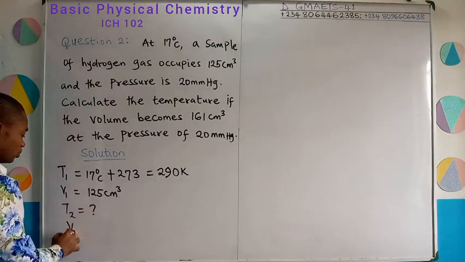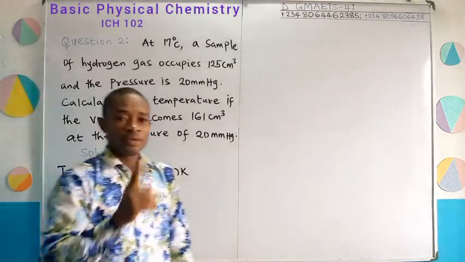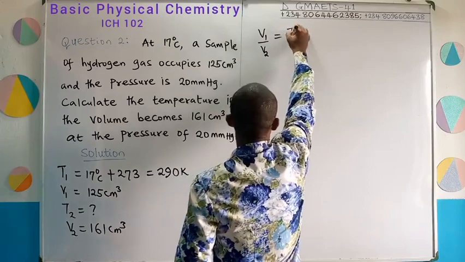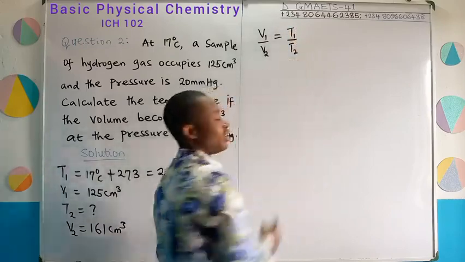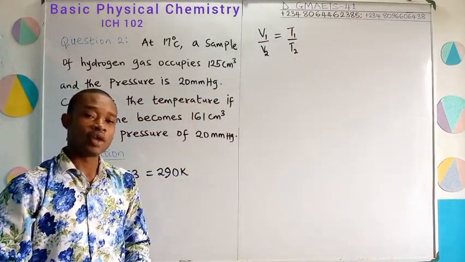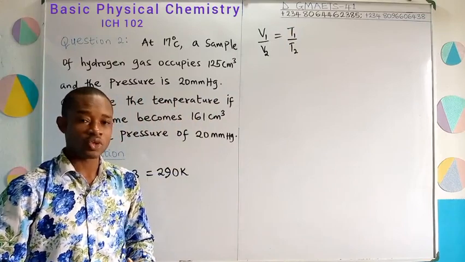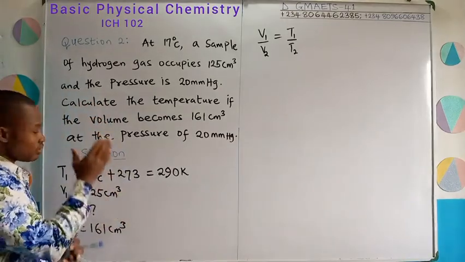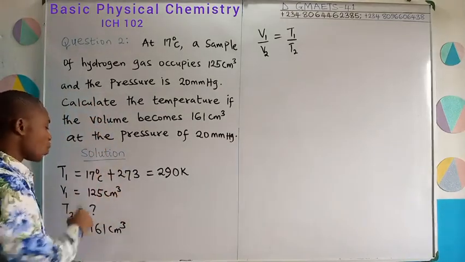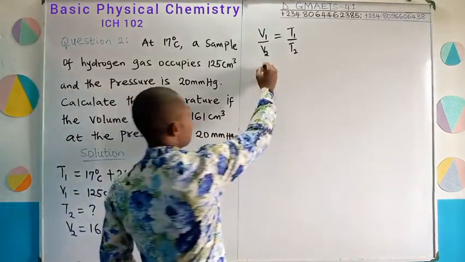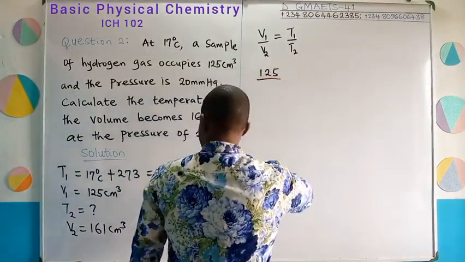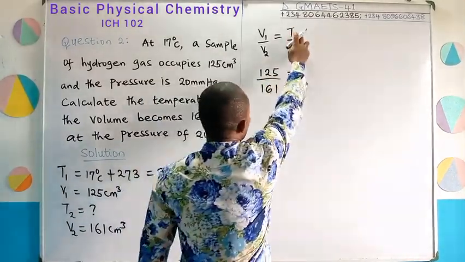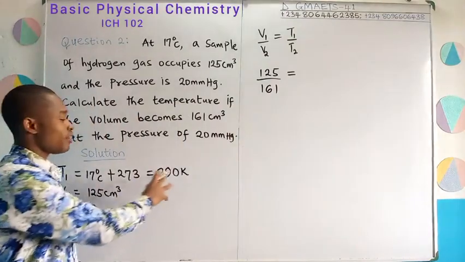And then V2, good. Recall that according to Charles, V1 divided by V2 is equal to T1 all over T2. You can also write it as V1 over T1 equal to V2 over T2. If we substitute the data given to us in this question, V1 is 125, so we fix that. V2 is 161. The initial temperature from the question is 290 Kelvin.